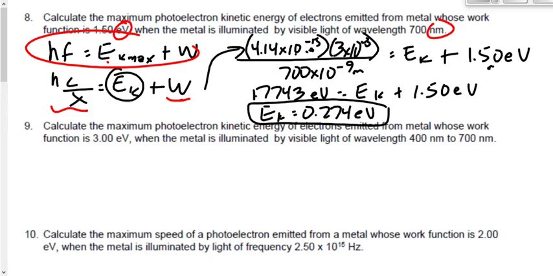Smallest wavelength, the least wavelength. So we want to use this 400 nanometers. The 700 is completely irrelevant. That's going to give us a small energy, and of course you're not going to get the most kinetic energy from an electron with the smallest energy photon.